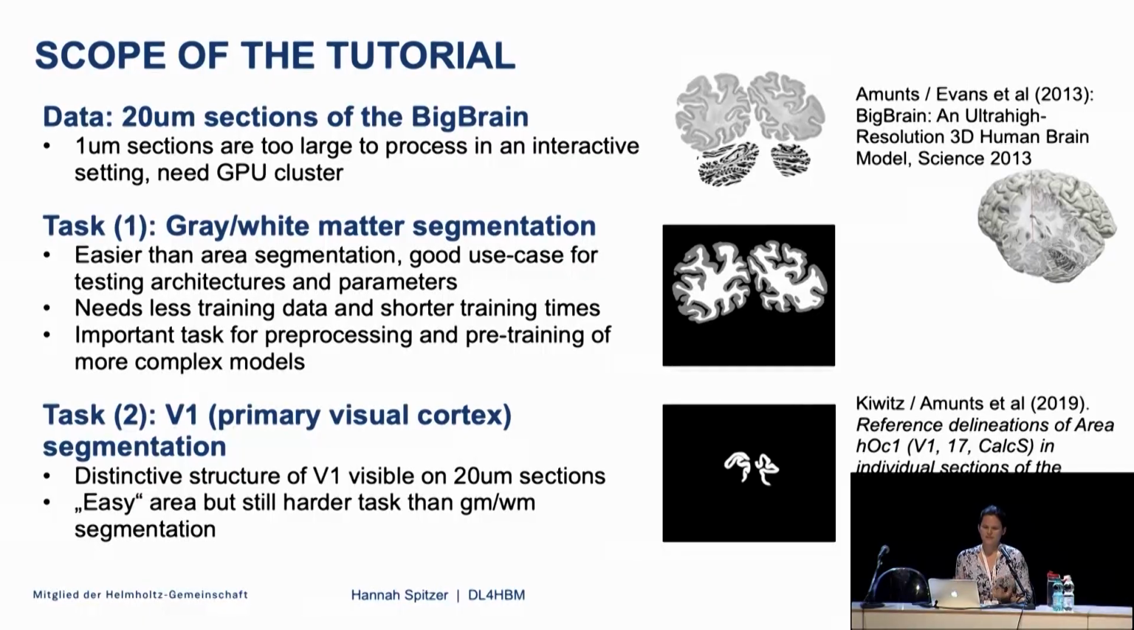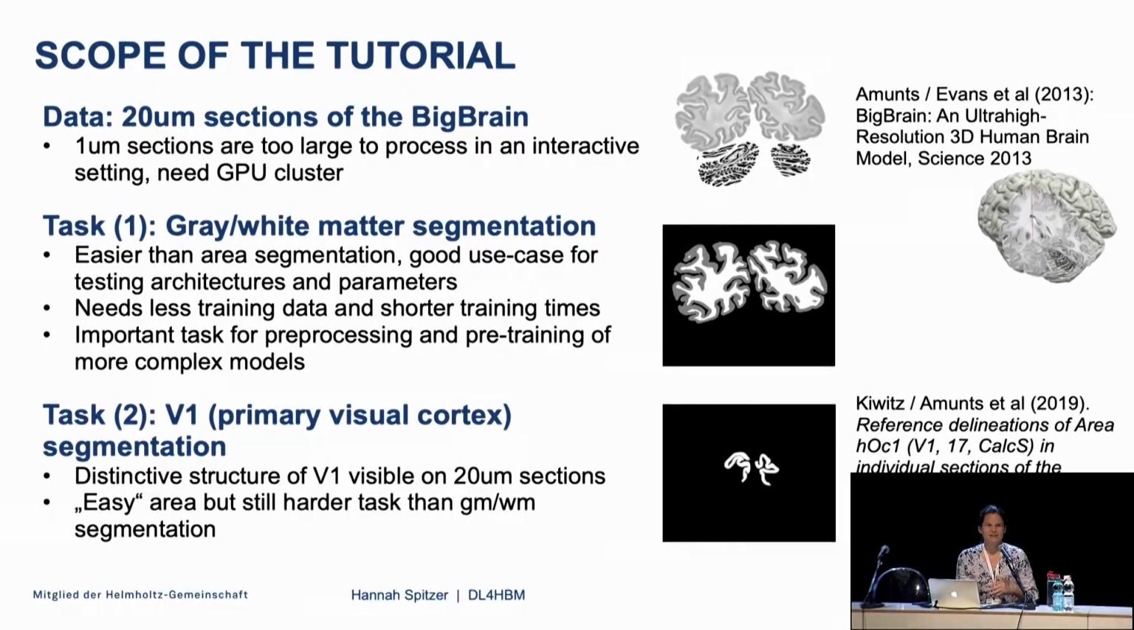And in addition, it's an important task for pre-processing and pre-training, for example, more complex area segmentation models. So it's a good idea to start with something easy where you can easily gauge how well the network is actually doing. But as a second task, I will be showing you the segmentation of area V1, which is the primary visual cortex. And this area has a quite distinctive structure. You have this stripe of Gennari, which is also visible on the 20 micrometer data.